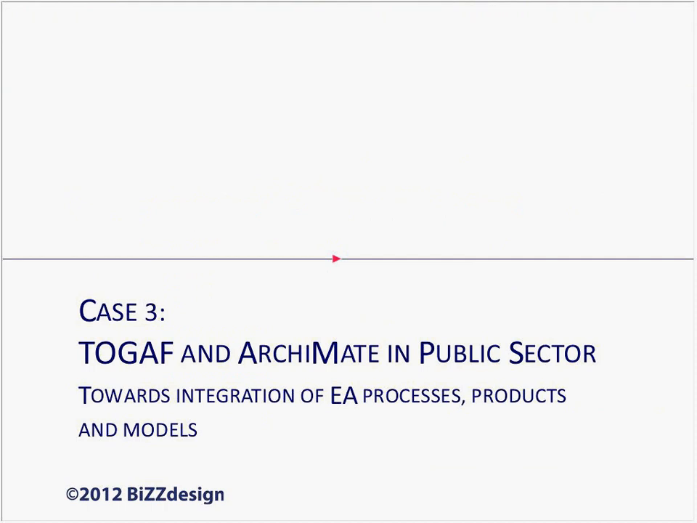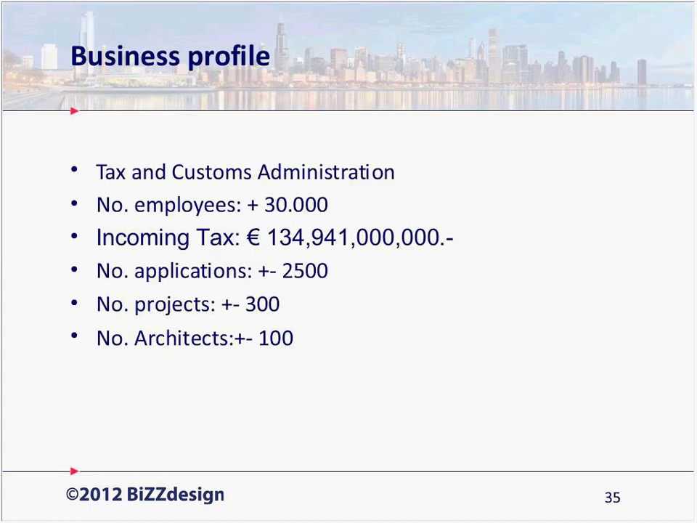Okay, so case 2. We're now going to the next case, which is the combination of TOGAF and ArchiMate in the public sector in the Netherlands. The organization business profile is about the tax and customs administration. A very large company in the public sector, 30,000 and more employees. Well, you see some more numbers about incoming taxes and number of applications. Quite a lot of architects, around 100.